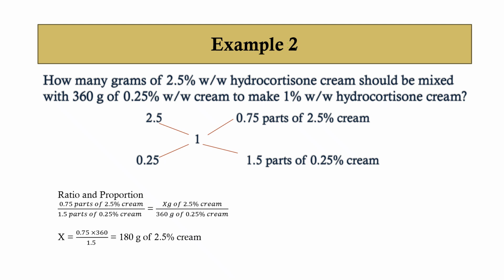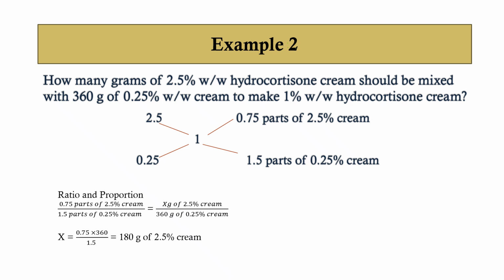Now, this problem is a little bit different than the previous one. Here, they're not asking us for grams of each. They're asking us for grams of one, of just the 2.5% cream. There's multiple ways to do this, but we can solve this using ratio and proportion. We have 0.75 parts of the 2.5% cream, but we don't know how many grams. That's what they're asking us for.